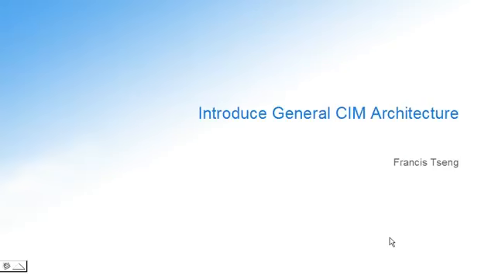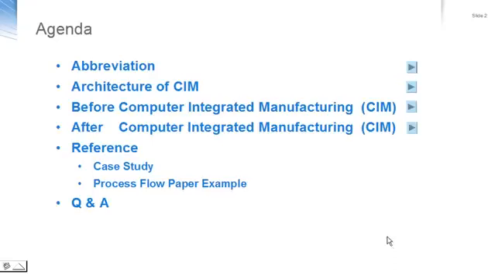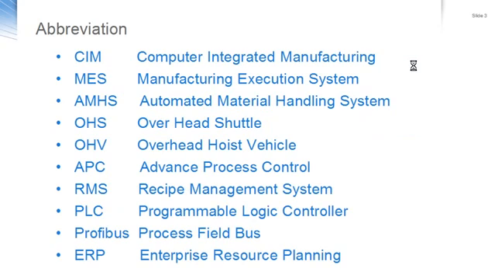Introduce general CIM architecture. The agenda: we will introduce the abbreviations first, and then the architecture of CIM, then before computer integrated manufacturing, and then after computer integrated manufacturing. Now we see the abbreviations.